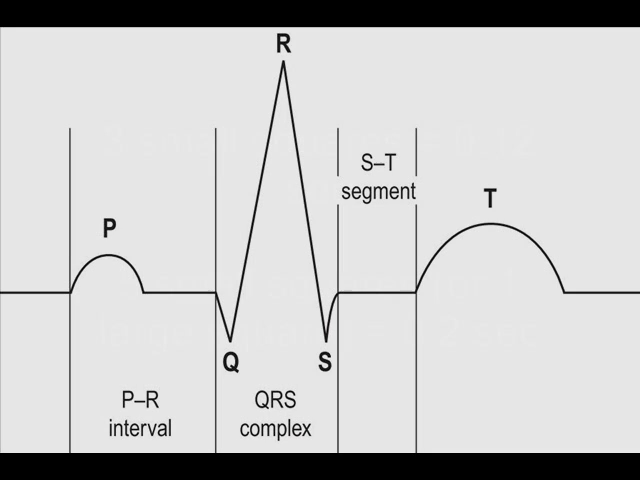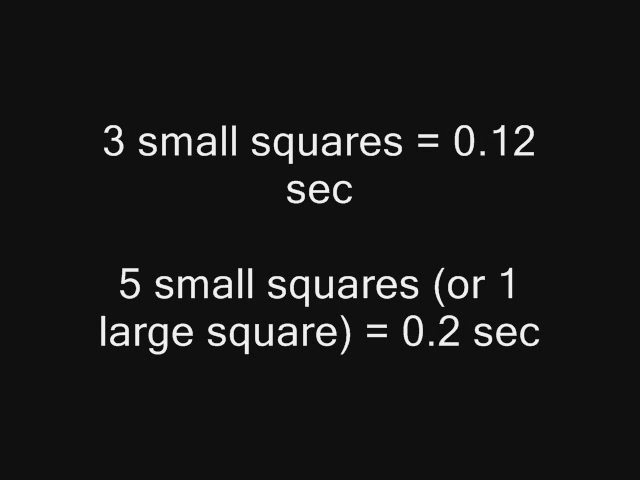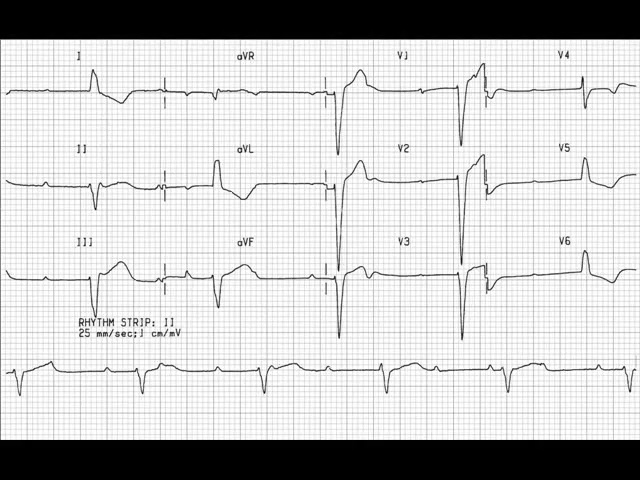For those who like numbers, and I prefer squares, particularly in the speed of clinical practice, 3 small squares equals 0.12 of a second. 5 small squares, which is the same as 1 large square, equals 0.2 of a second, and 5 large squares equals a second. As you can see, it can get rather complex, which is why I like working with squares rather than numbers. Look also at the shape of the QRS complex. They should all be nice and sharp and narrow, not a bizarre shape, so the shape is also important.